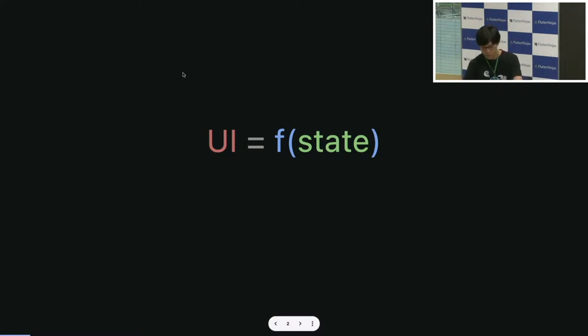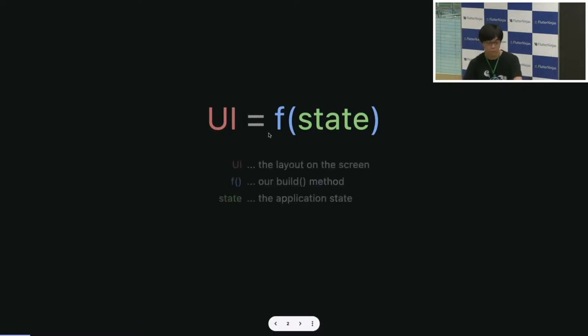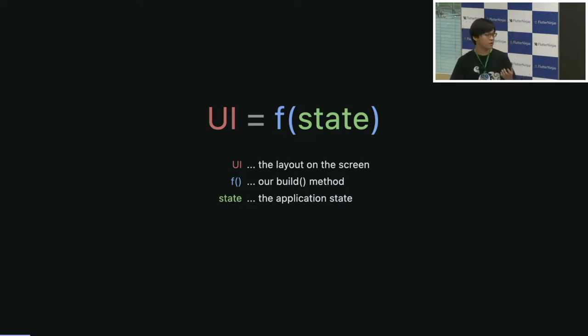So this is the basic concept of UI building in Flutter. UI stands for the layout of the screen, which the user will see on their devices. And f is our build method, and state is a value which we can retrieve from state management packages, stateful widget, or inherited widget. So, in Flutter, every UI is built with the result of the build method.